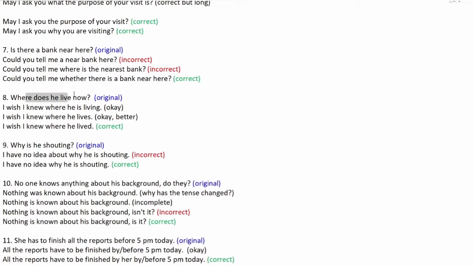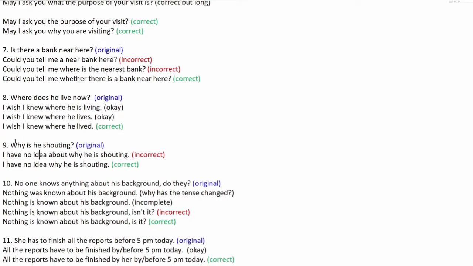Number 8, where does he live now? That's the original sentence. I wish I knew where he is living. Okay. I wish I knew where he lives. Okay, it's not really better, it's just okay. Let me correct that. I wish I knew where he lived. That's much better. I wish, because it's wish. Wish what? I wish I knew where he lived, or I wish I knew where he is living. That is okay, but this is the best one.